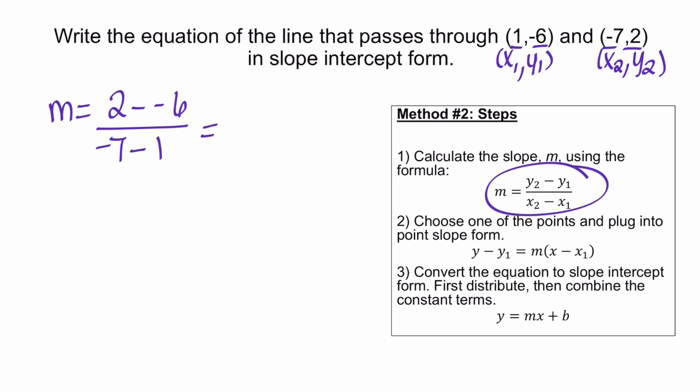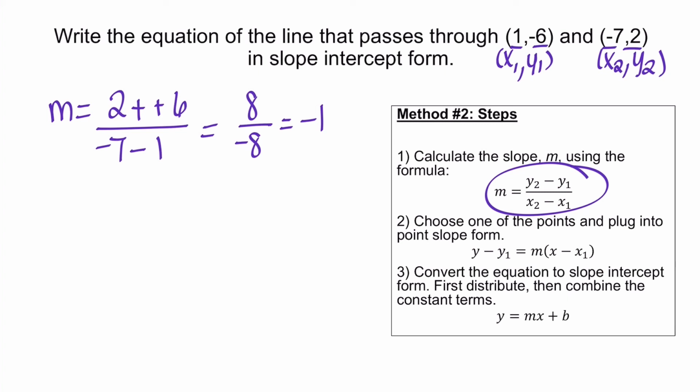So when I simplify this, I get 2 minus negative 6. So minus negative is plus, so 2 plus 6 is 8. And that's over negative 7 minus 1, which is negative 8. So 8 over negative 8 is going to equal negative 1. So that is now my value of m.